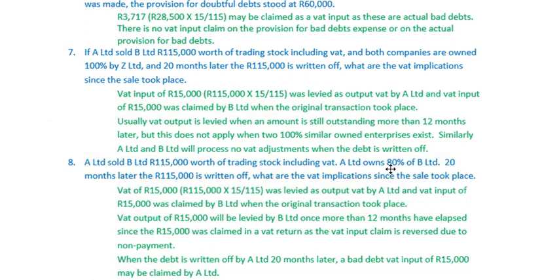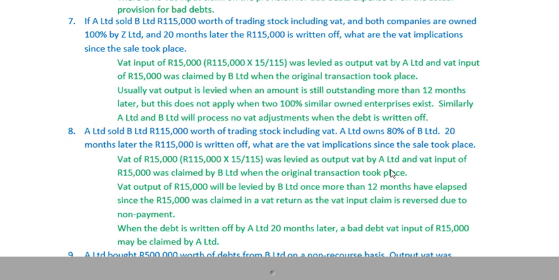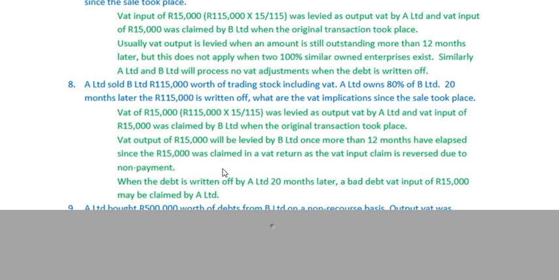Because it's not 100% owned, what's actually going to happen is, we're going to have the normal rules. There'll be VAT of 15,000 as output VAT by A and an input claim of 15,000 by B. After 12 months, because it's not a 100% owned company, what are you going to do? You're going to reverse out the VAT on the amount that hasn't been paid. And when the bad debt is written off, you can claim the VAT input on the bad debt. So because it's not a 100% connected person, you do the normal VAT transactions on something like this.